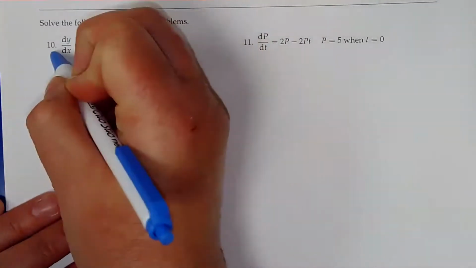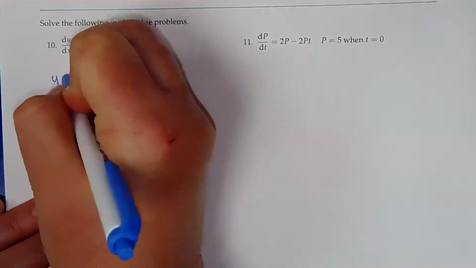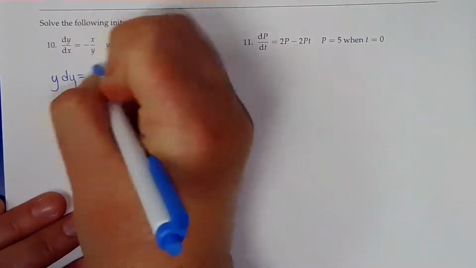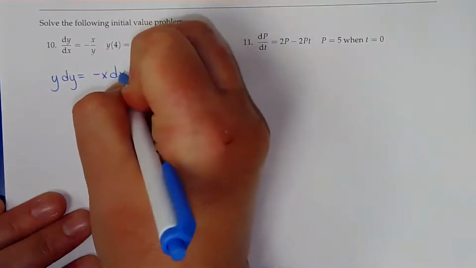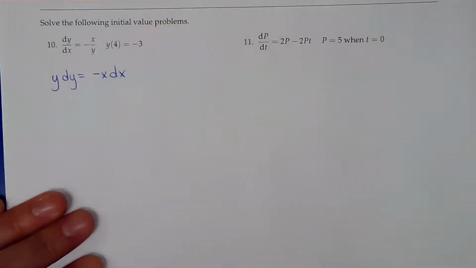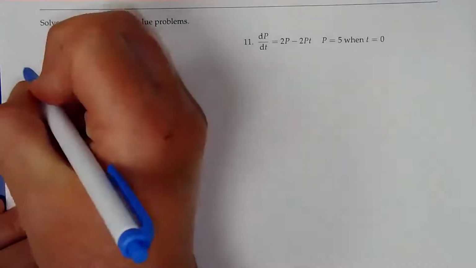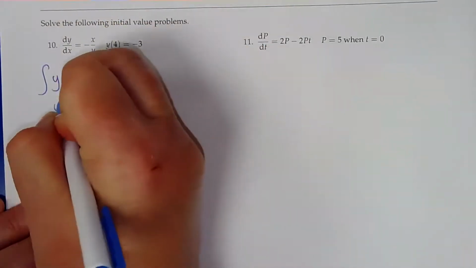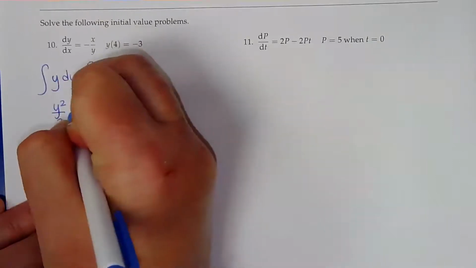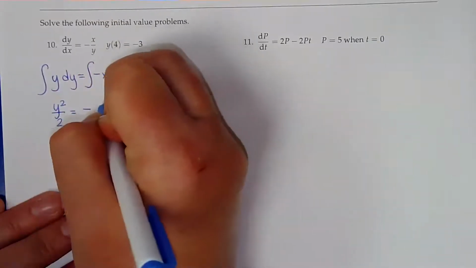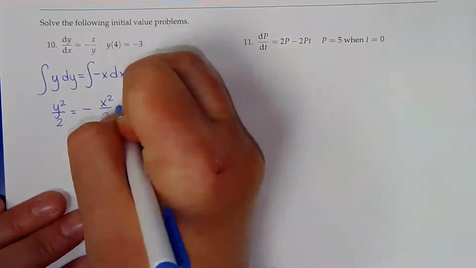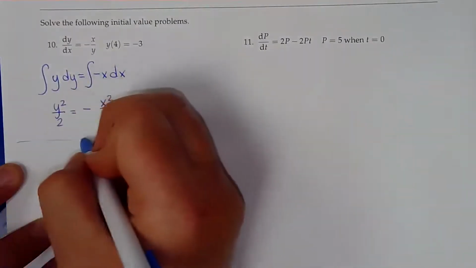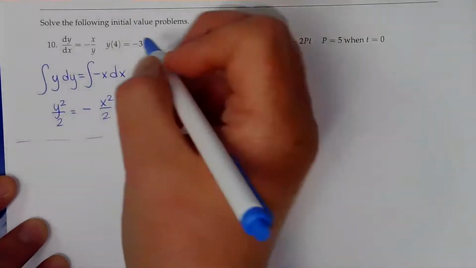So I'm going to multiply this y over, so I have the y and the dy together. And then I will multiply the dx back to this side. Okay, so I have my y dy together, my x dx together, so I'm ready to integrate both sides. This gives me y squared over 2 equals negative x squared over 2 plus C. So I have a general solution here. And now I'm ready to look at these initial conditions.